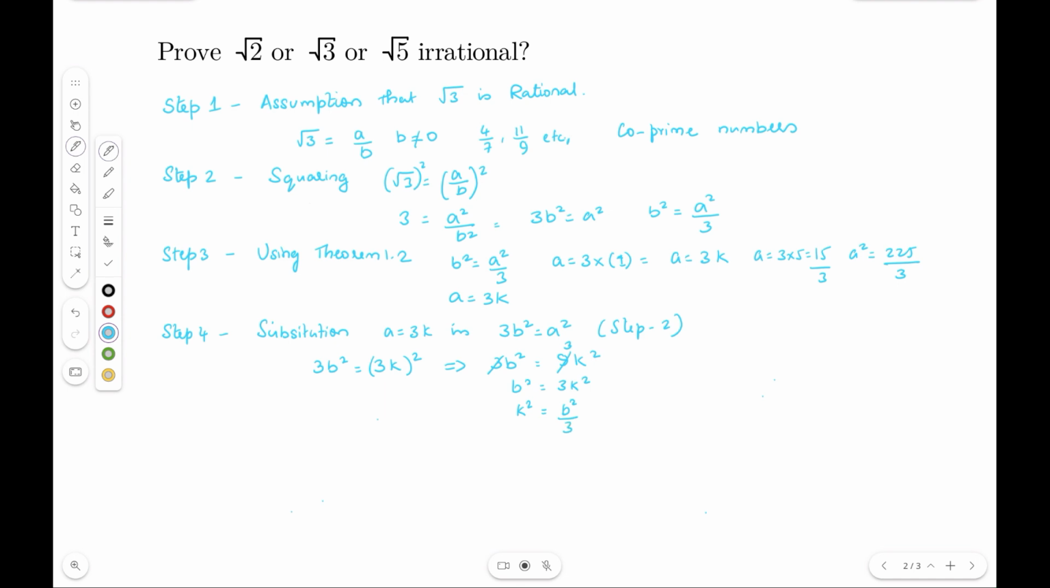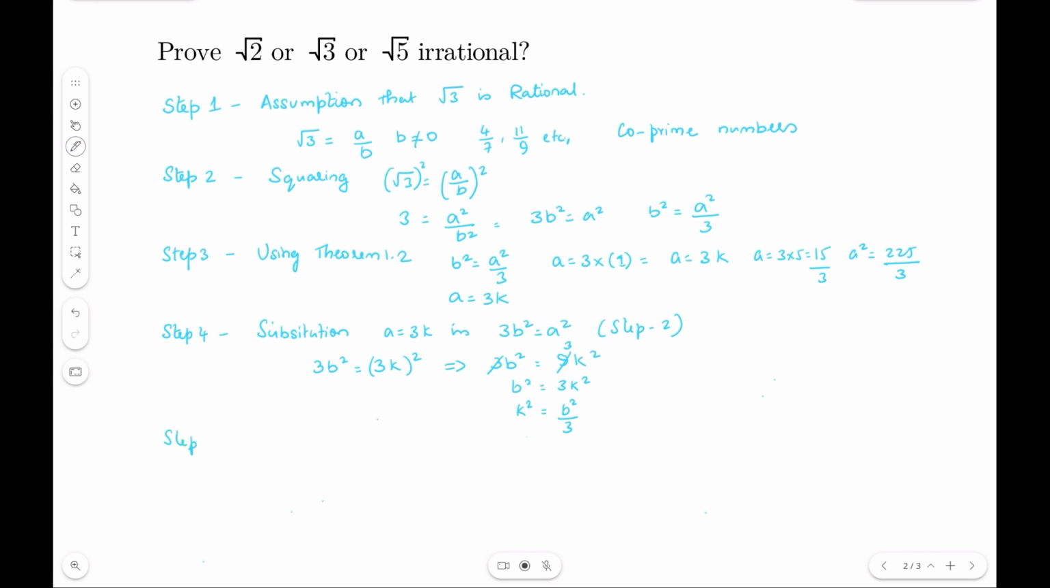Now what are we getting from this? We see here also, using theorem 1.2, if 3 divides b square, then 3 will also divide b. At the end of step number 4, we find a is also a multiple of 3, and so we are getting b also a multiple of 3.